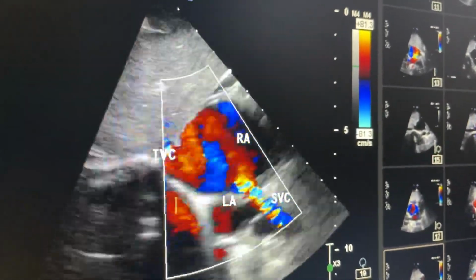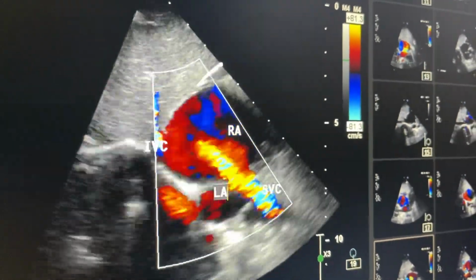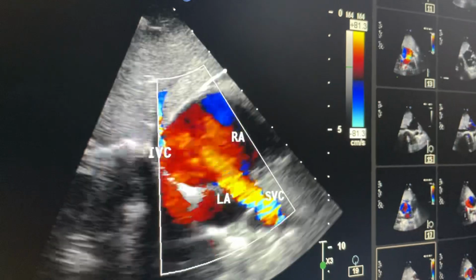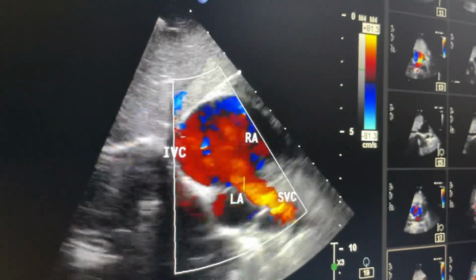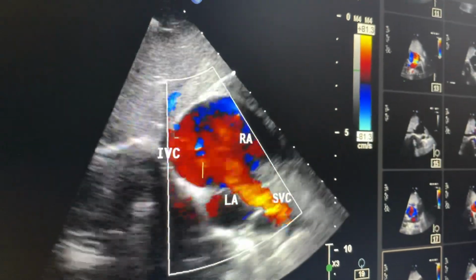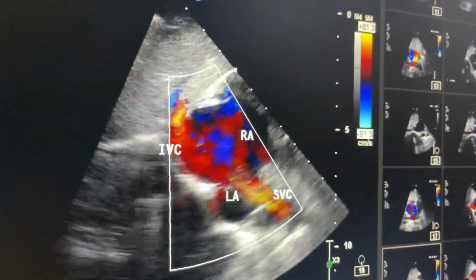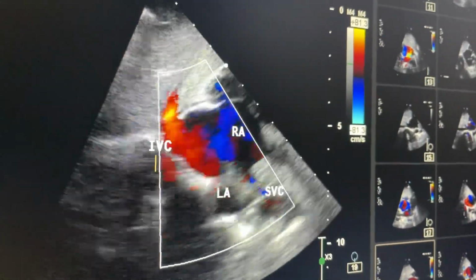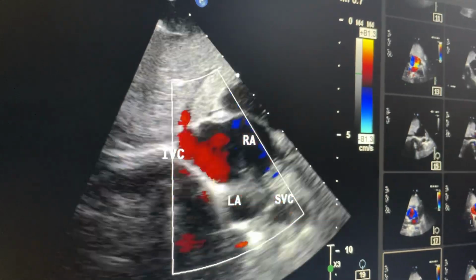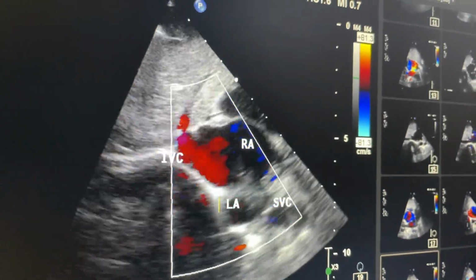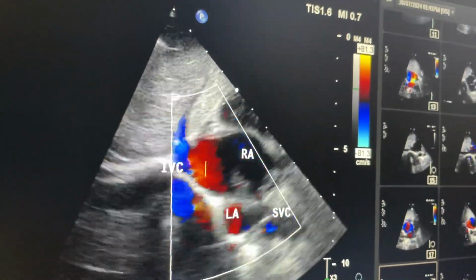So whenever you, this is obviously the subcostal bicaval view. Bicaval view means this view has both superior and inferior vena cava in this image. This is a sagittal plane image. This is left atrium, this is right atrium, this is superior vena cava, this is inferior vena cava, and intermittently you see the flow is here. Here the interatrial septum is lacking. It's flow from left atrium into right atrium.